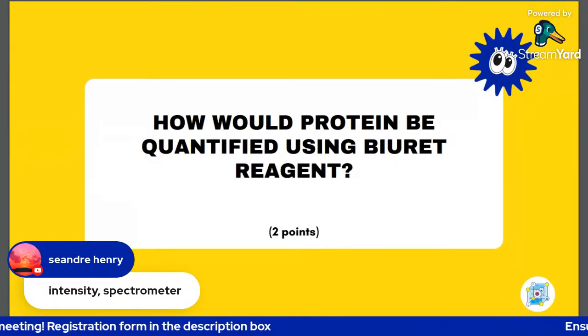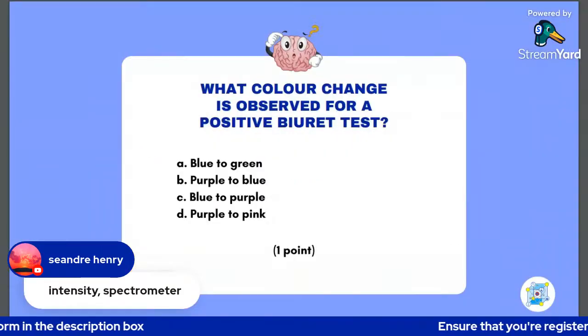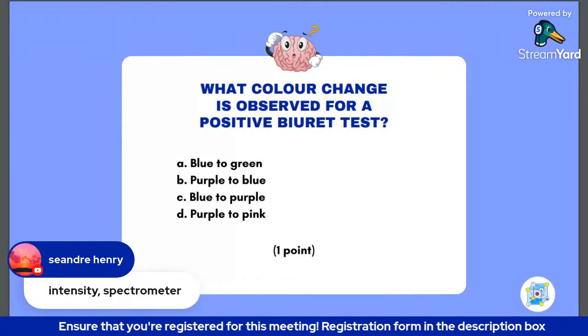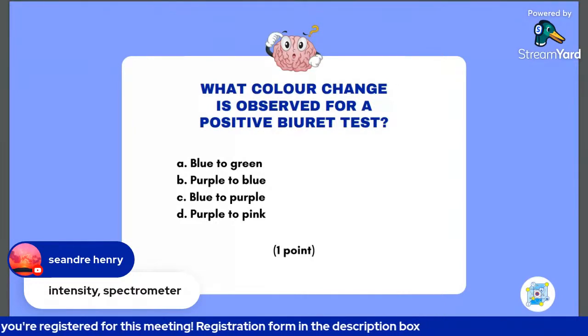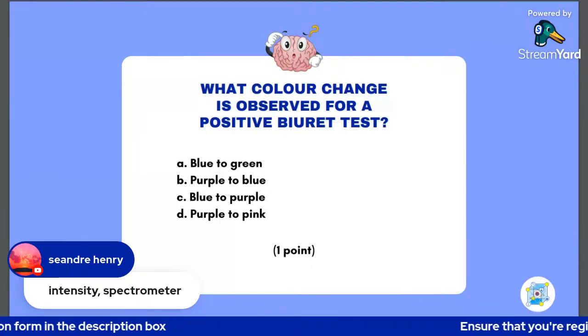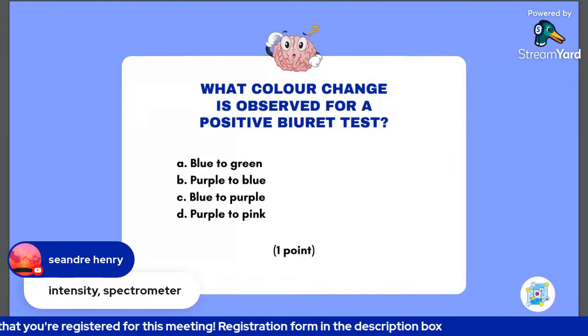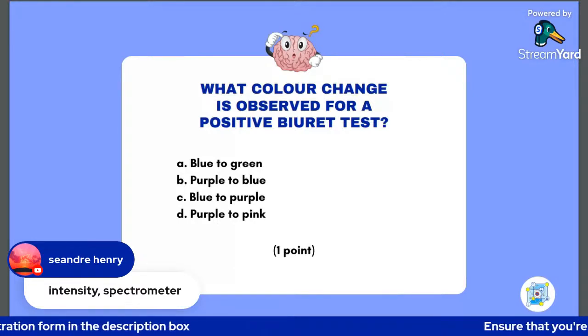So the next question, I think that's a 1 mark question. What color change is observed for a positive Biuret test? Is it blue to green, purple to blue, blue to purple, purple to pink? Let's see the answers. What color change is observed? This is an easy one. This is easy 1 point. Easy peasy. I'm seeing some answers.